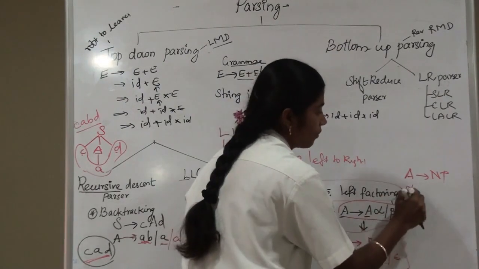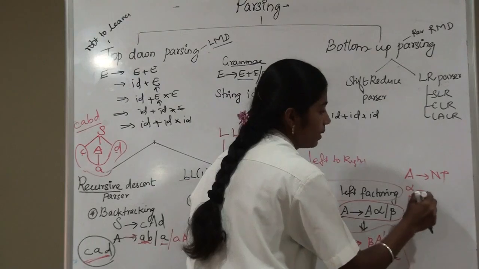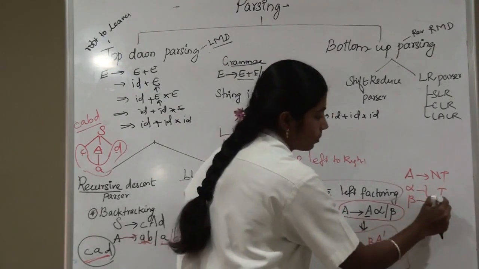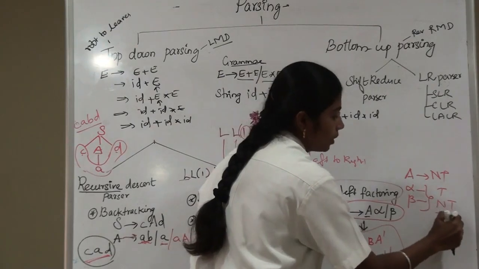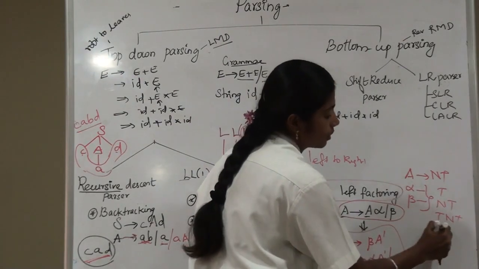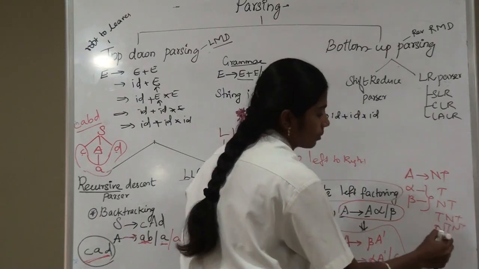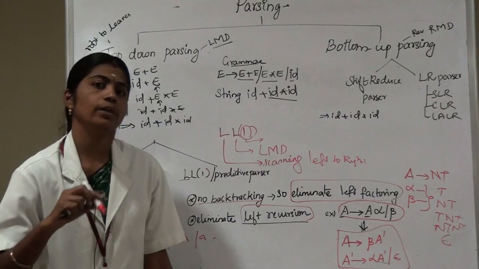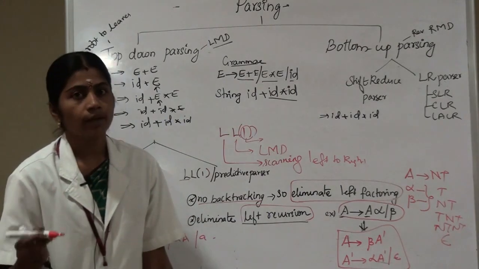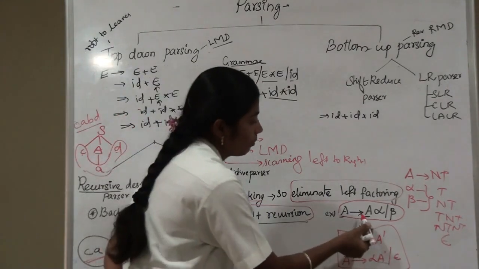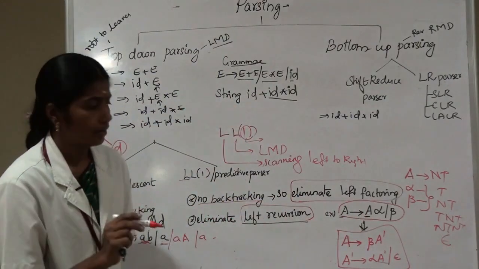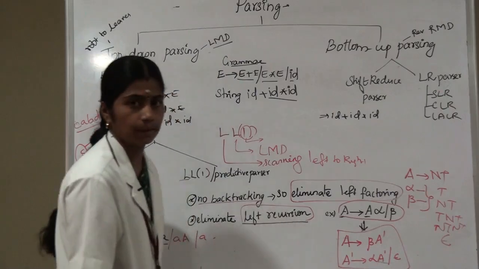And what are alpha and beta? Alpha and beta can be anything. They can be a single terminal, or a single non-terminal, or a combination of terminals and non-terminals, or even epsilon. So alpha and beta can be any combination, or even an epsilon, right? But whatever is given in capital letters, that is a single non-terminal, should be marked, okay?